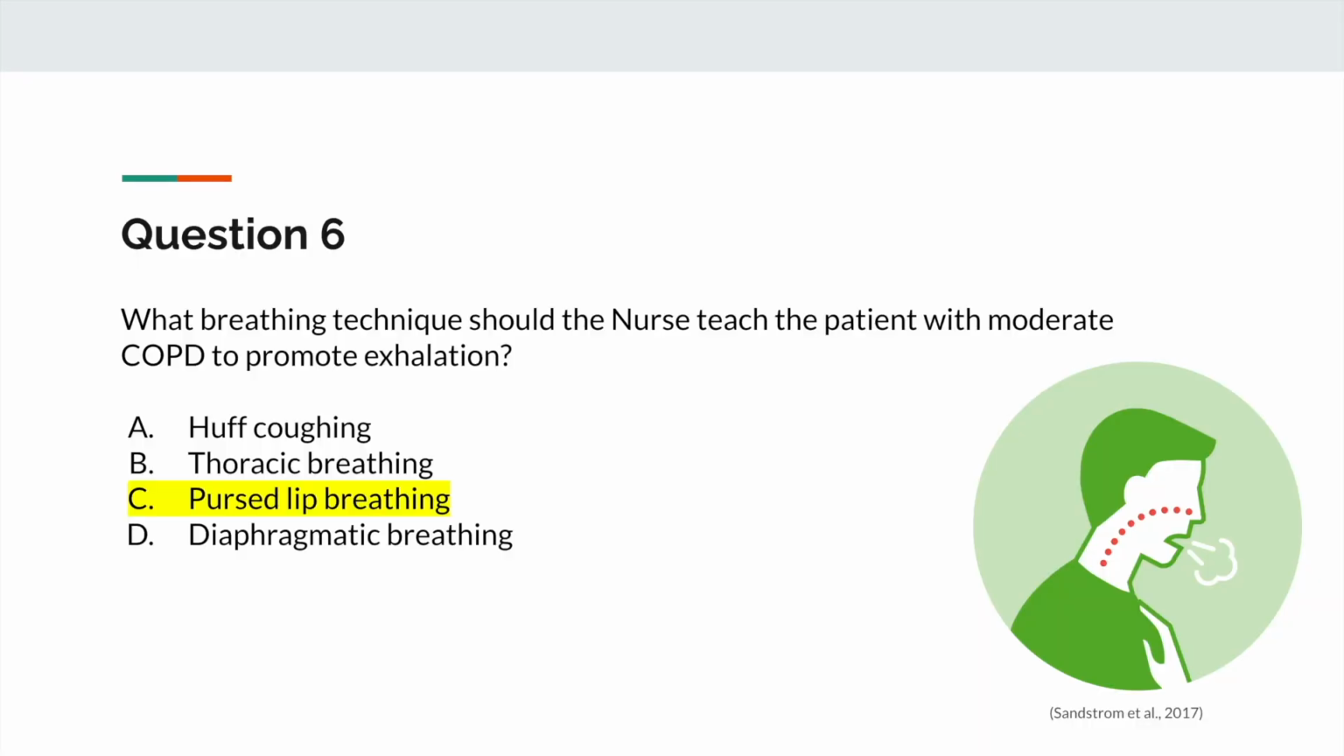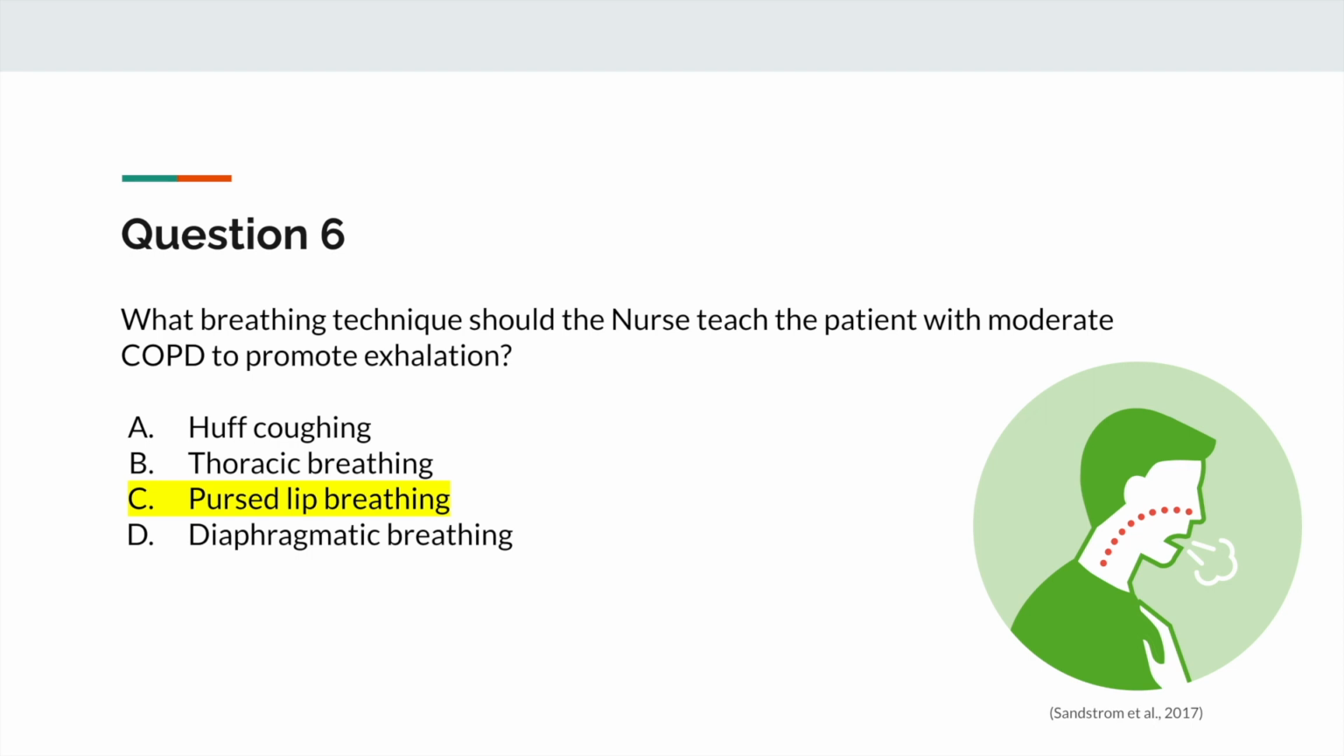Question 6. What breathing technique should the nurse teach the patient with moderate COPD to promote exhalation? The nurse would want to teach pursed lip breathing. So pursed lip breathing prolongs exhalation and prevents the bronchioles from collapsing and prevents that air trapping. So that is the most effective for a patient with COPD.